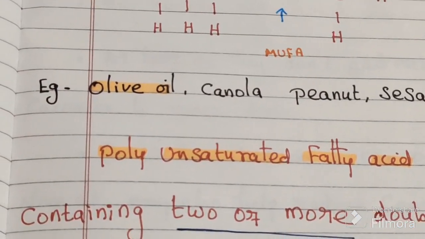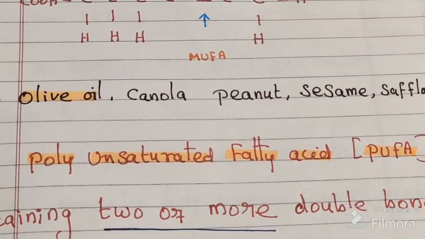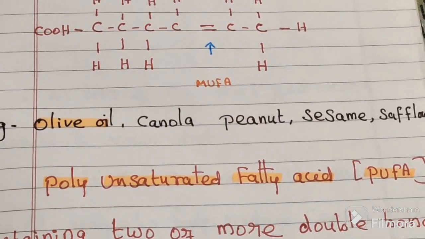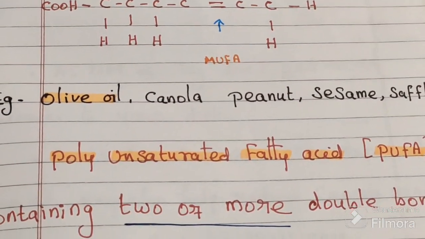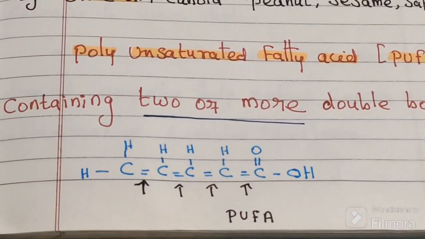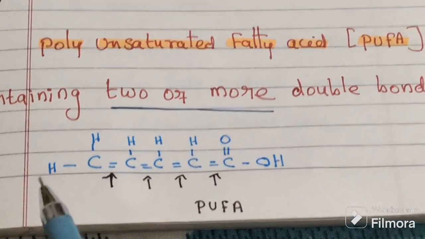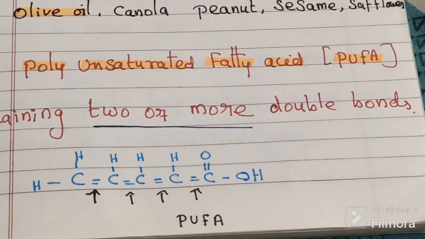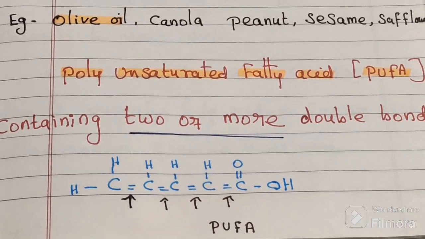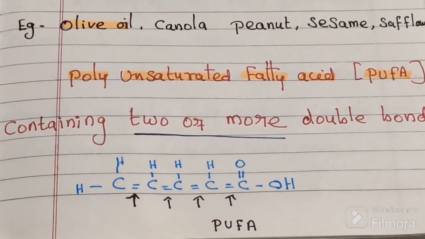Examples of monounsaturated fatty acids: olive oil, canola, peanut, sesame. The second one is polyunsaturated fatty acid. Chemically, they have two or more double bonds. See here, many double bonds are present. That means this one is called polyunsaturated fatty acid.